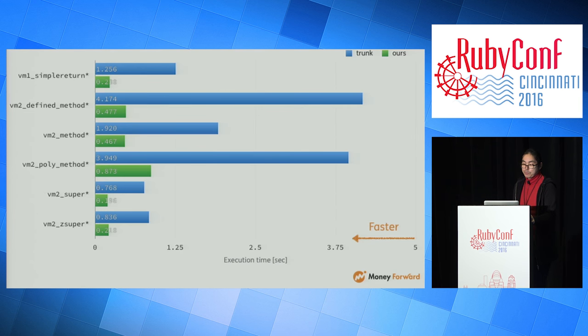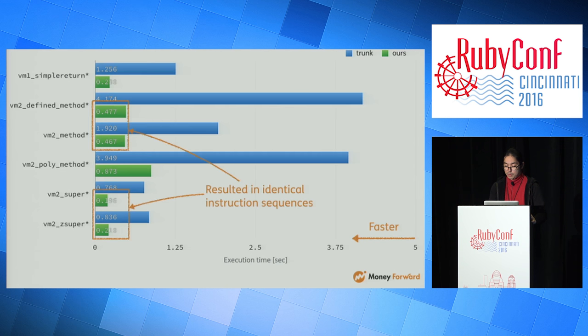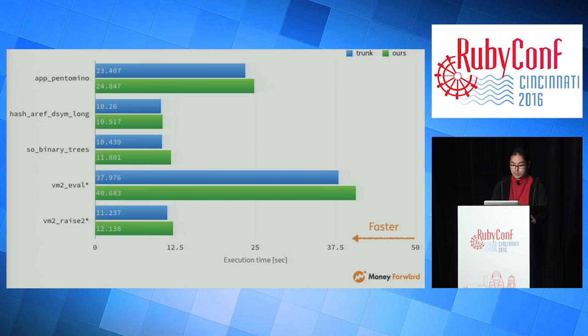Let's look in detail. The results show those benchmarks that got faster. Beware, this is an execution time, not the speed up ratio. But if you look at it, you find there are several sets of benchmarks that speed up to the similar execution time. This is because they are optimized to generate identical instruction sequences. So the benchmarks meant to measure different things, but the optimization converted them into the identical one. So the same result.